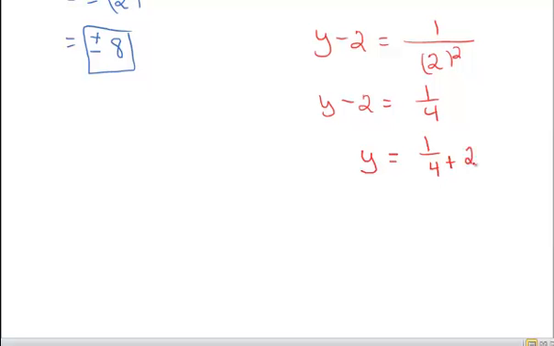Now remember, 2 could be the same thing as what over 4. 2 equals what over 4 is equal to 8 over 4, right? So let's just change this to y equals 1 over 4 plus 8 over 4. And we get y is equal to 9/4.